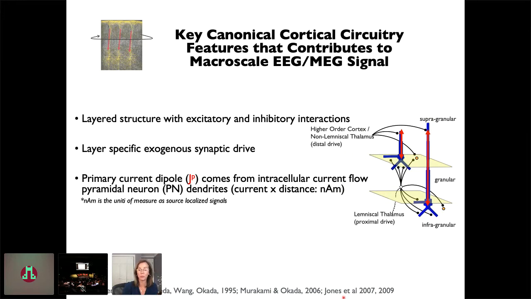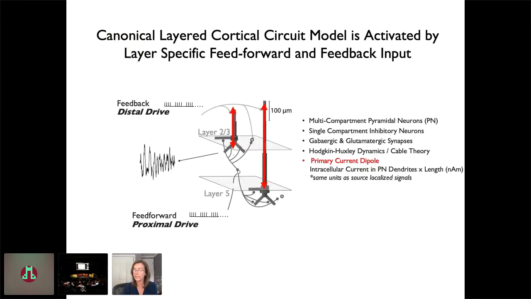And so my group has been building such reduced models. And I'm going to next give you a little bit more detail about what goes into the development of this model. The pyramidal neurons we have in our model are simulated with multiple compartments. The inhibitory neurons, which don't contribute directly to the recorded signal, but nonetheless are important for the dynamics that come out of this network, are modeled with single compartment point neurons that I mentioned. We have GABAergic and glutamatergic synapses connecting these neurons.